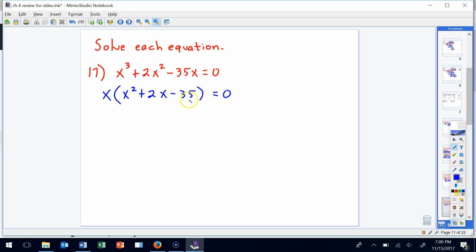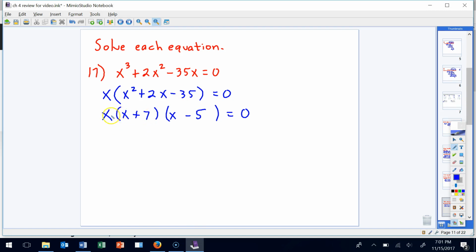Okay, now I'm looking inside here and seeing if I can factor more. And are there factors of negative 35 that add up to positive 2? And there are. So as two linear binomials, we could do positive 7 and negative 5. 7 minus 5 is positive 2, and 7 times negative 5 is negative 35.